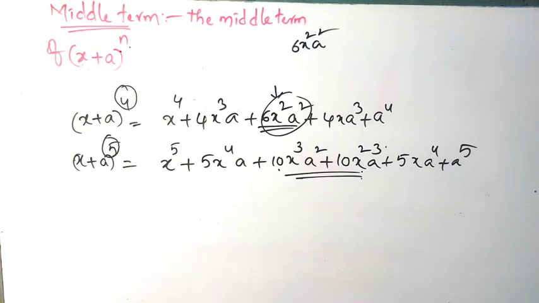Suppose (x + a) whole power of 10 is there, (x + a) whole power of 8 like that. Okay, so when they are there, how do we write?